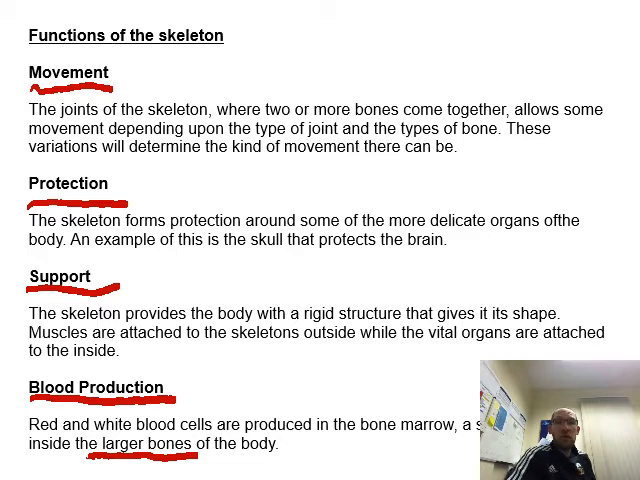The next one is protection. Now, all your vital organs are protected. If you think of your heart and your lungs, they are protected by your rib cage here. So if you didn't have your rib cage and someone poked you in the stomach, they'd be touching your heart, and that could end up killing you. So it is vitally important that the rib cage protects your vital organs.